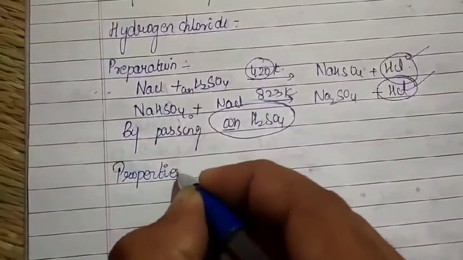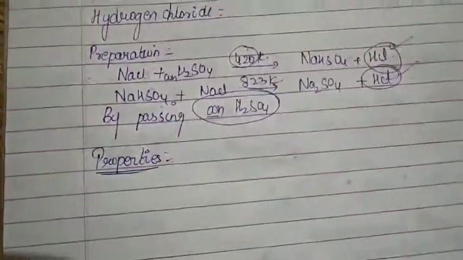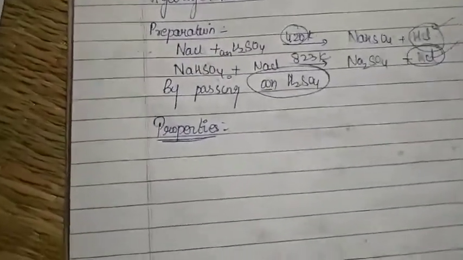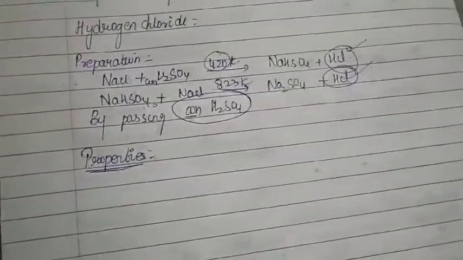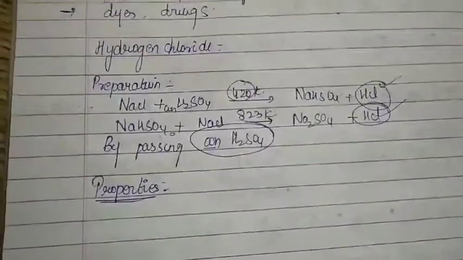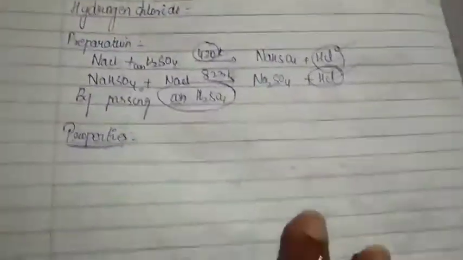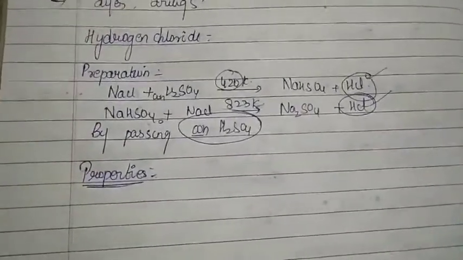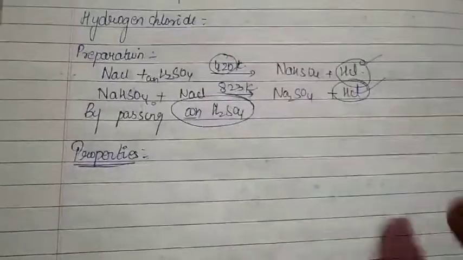So let us deal with the properties of hydrochloric acid. Whenever I say HCl again and again, I am adding the word acid: HCl acid, hydrochloric acid. Why am I using this word? Of course we all know HCl is an acid, but how was it first known?